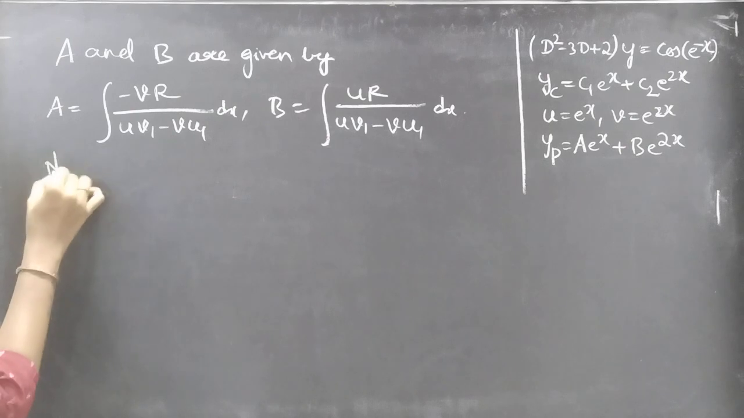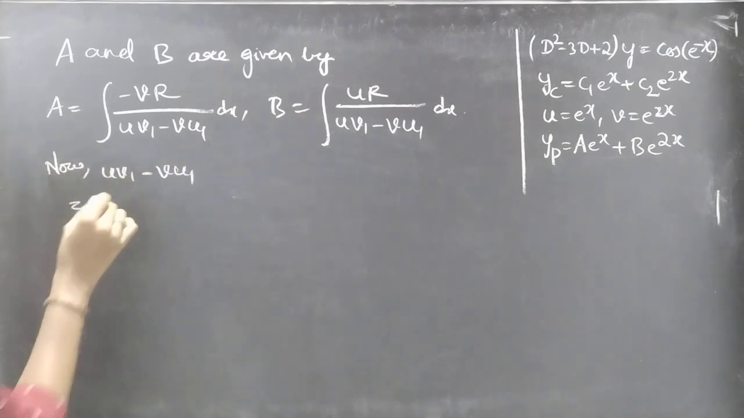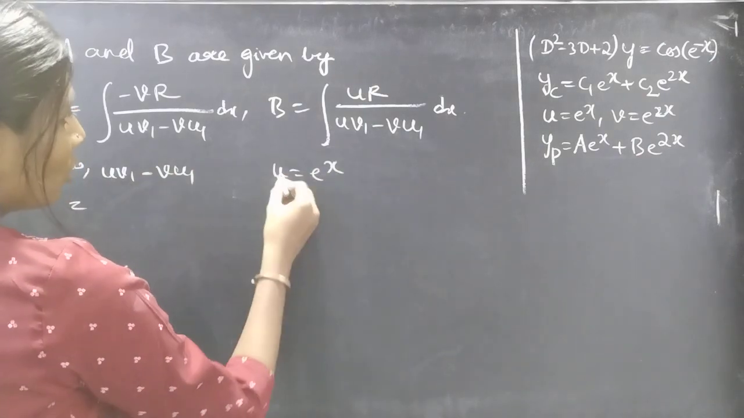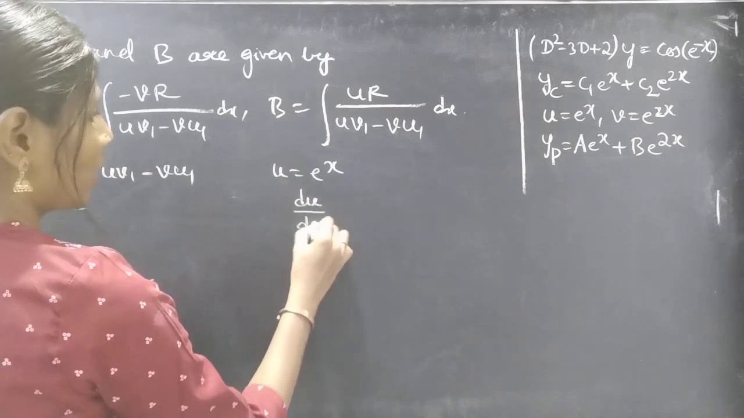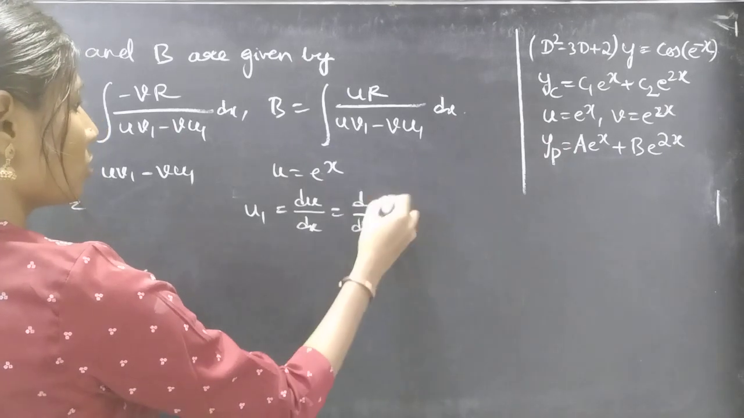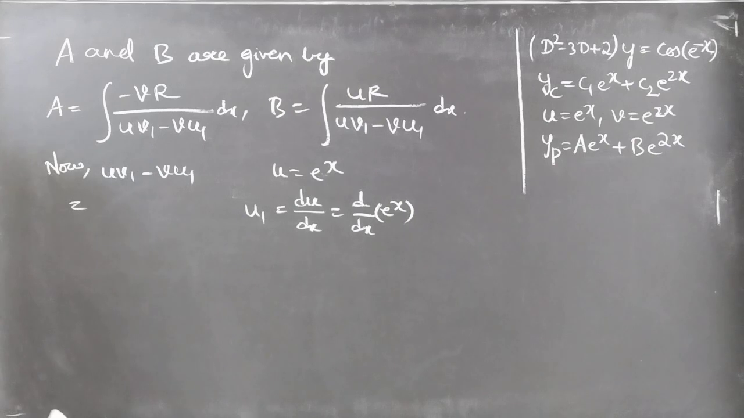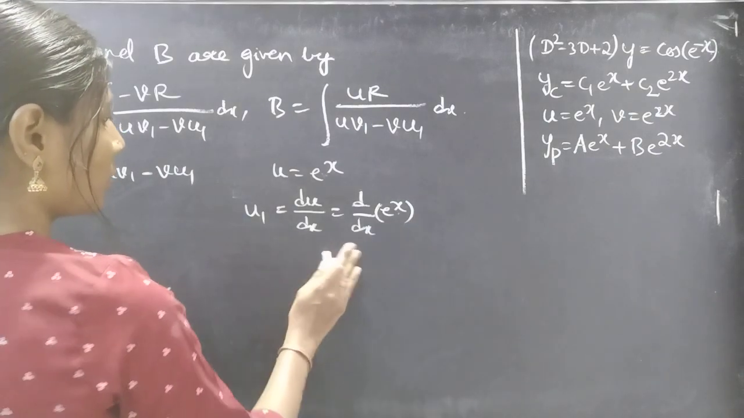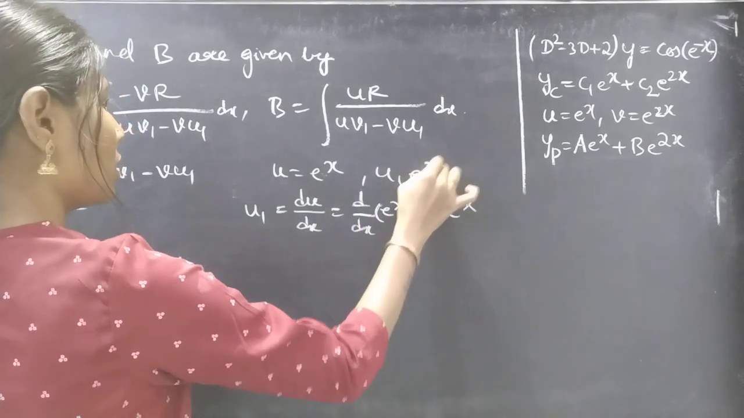Firstly, let's find uv1 − vu1. See, we have u = e^x. Then u1 is the derivative of u with respect to x, which equals d/dx of e^x. Just differentiate on both sides with respect to x to find u1, which is the derivative of e^x with respect to x, that is e^x. So u1 is e^x.